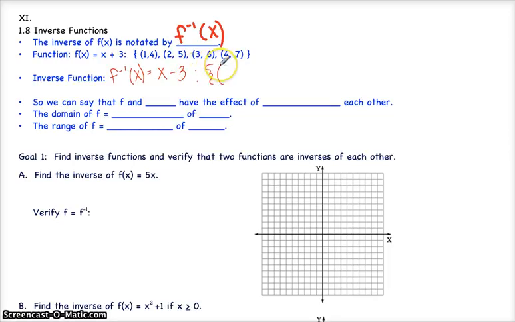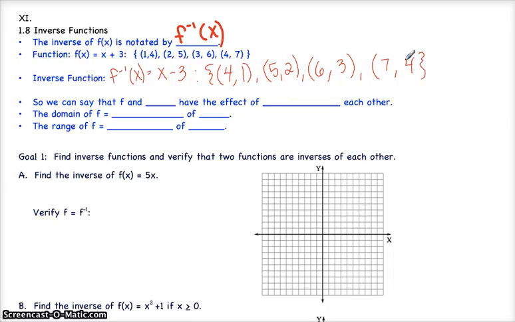I would like to let x equal 4. When we plug in 4, 4 minus 3 is 1. Good. Let's try plugging in an x coordinate of 5. 5 minus 3 is 2. Let's plug in an x coordinate of 6. 6 minus 3 is 3. And let's finish up with 7. 7 minus 3 is 4.